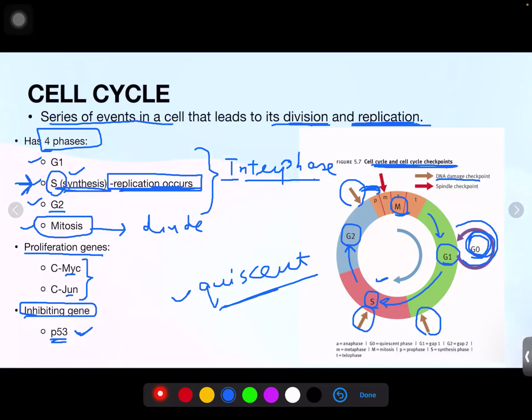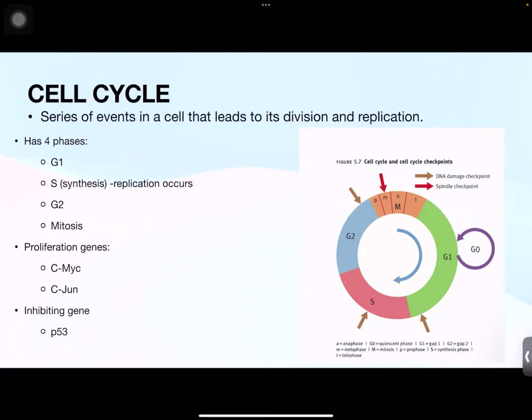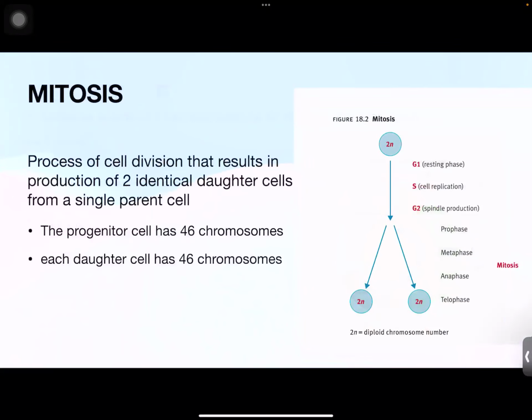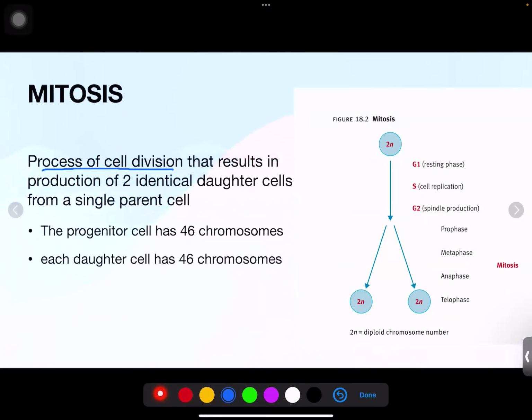Now I am going to move to mitosis. We will discuss the mitosis phases in a little more detail. So what is mitosis? Mitosis is a process of cell division that results in the production of two identical daughter cells. One cell divides into two identical cells from a single parent cell.